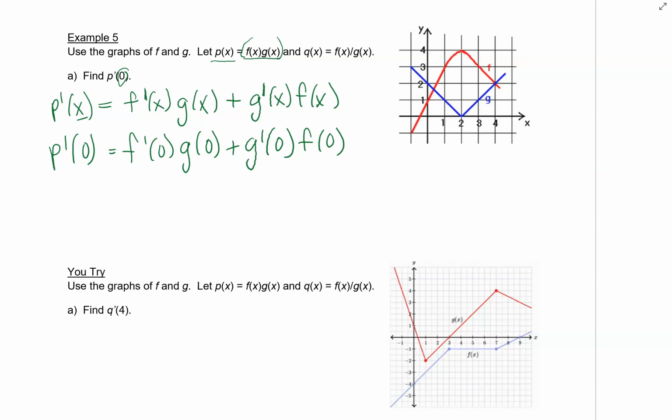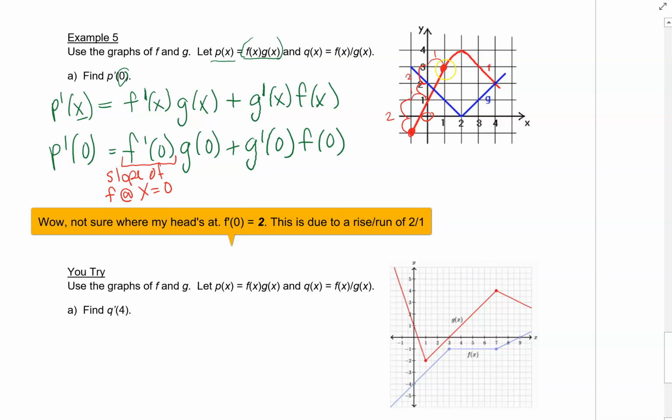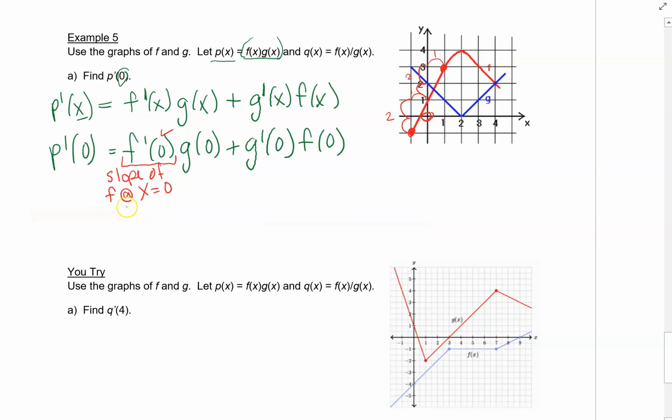So then what is f prime of 0? F prime of 0 would be the slope of f at x equals 0. So I go over here to my f graph and I can see that all the way from -1 to 1, so that includes 0, it has a rise of 2 and a run of 1. So it goes up 2 over 1, up 2 over 1. So it has a slope of 2 for that stretch of the graph, which includes x equals 0. So that would work for f prime of 0. So this value would equal 2.